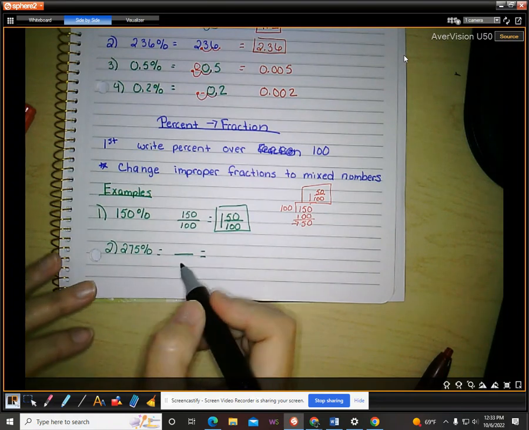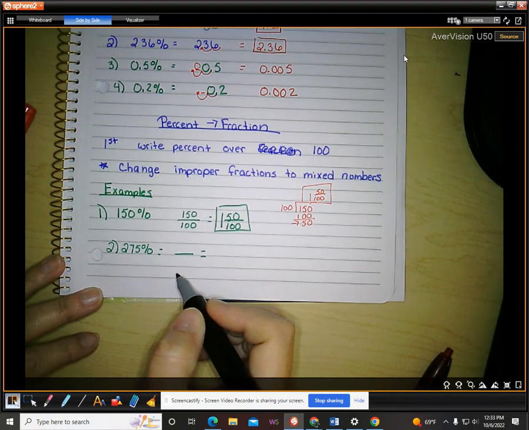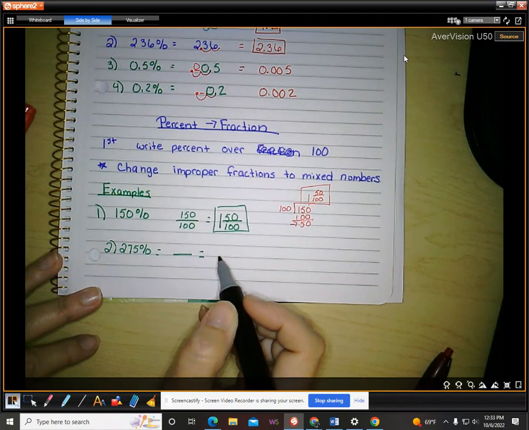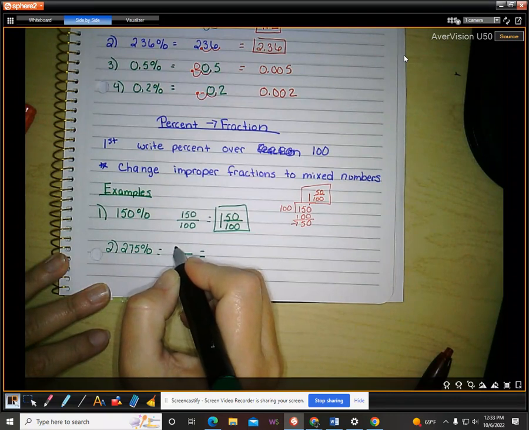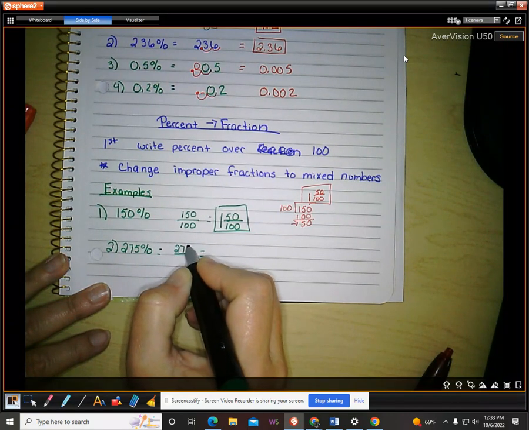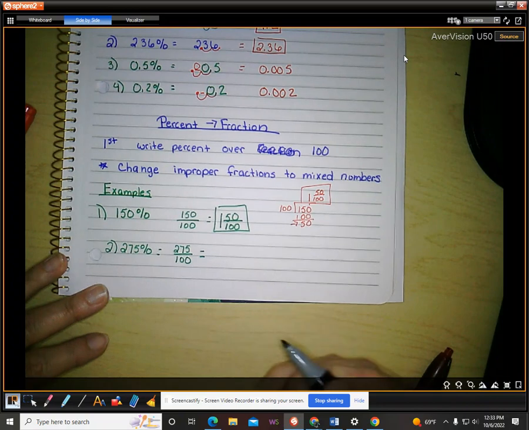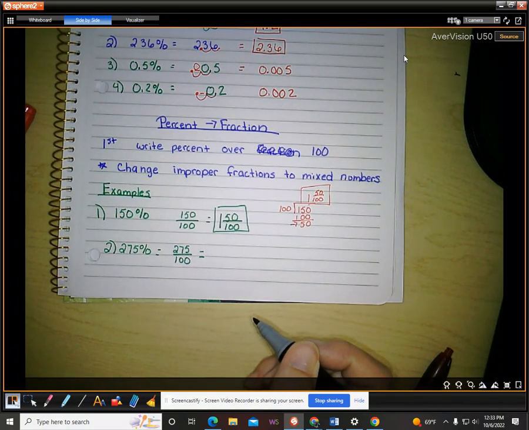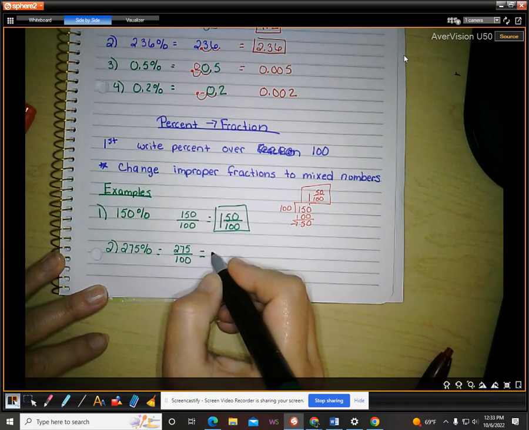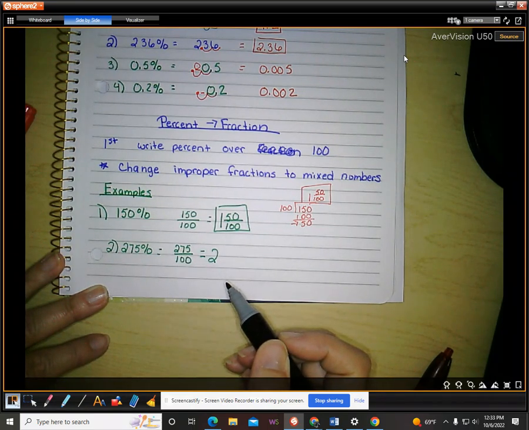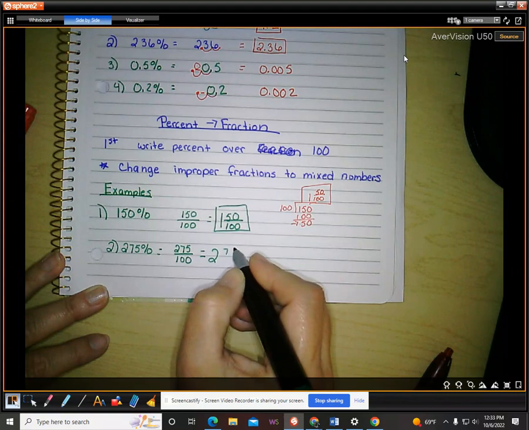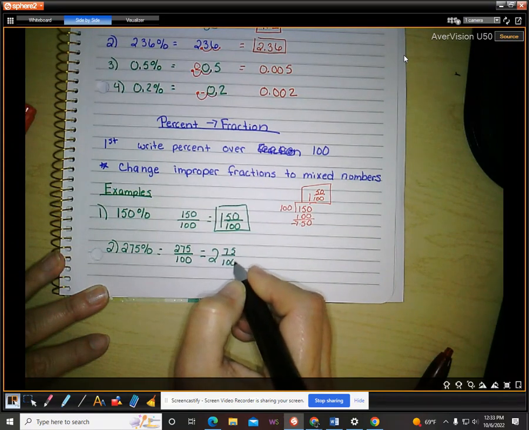All right, what would 275% be as an improper fraction? Not mixed number yet, but improper fraction. Mateo? 275 over 100. Okay. And then what would that be as a mixed number, the way it should be written? Leah? Whole number of 2. 100 goes into 275 twice. You have 75 left over, and then you have 100.